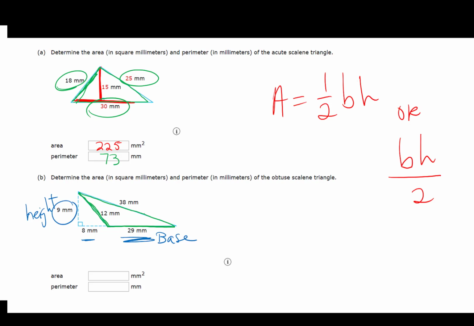So we are actually multiplying just 29 times 9 and then dividing by 2, and that's 130.5. Okay, next is to find the perimeter. Now I have it drawn out in this green marker here. The perimeter is 29, 38, and 12. Again, the 9 and the 8, those are dashed lines. Those are just measurements. Those are not part of the triangle. Add those together to get 79.